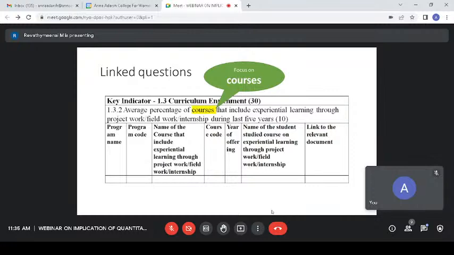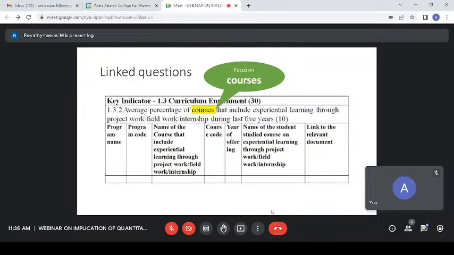Now look at this particular question. I'm taking types of questions over here. Average percentage of courses that include experiential learning through project work, field work, internships during the last 5 years. I have highlighted that the focus is on the courses. We are looking at a linked question.